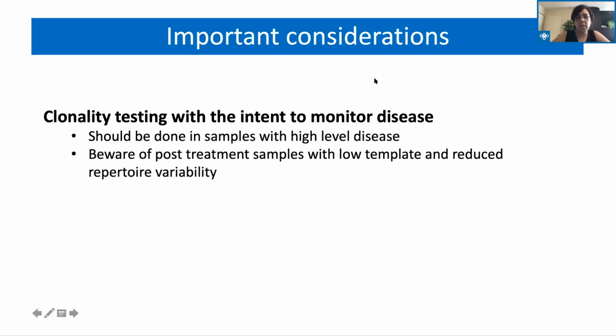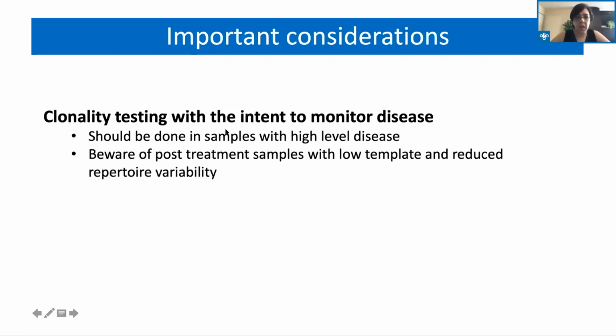So there are some very important considerations to point out. If you're using clonality testing with the intent to monitor disease, which is what I think we should be doing, if the intent is to do just clonality testing to say, well, there's a clone or no clone, you could be very easily using fragment analysis as a very rapid and robust type of assay. But the beauty of having a clone and having the sequence is that you can actually monitor the sample, and that is the intent that we have whenever we do clonality testing by NGS.